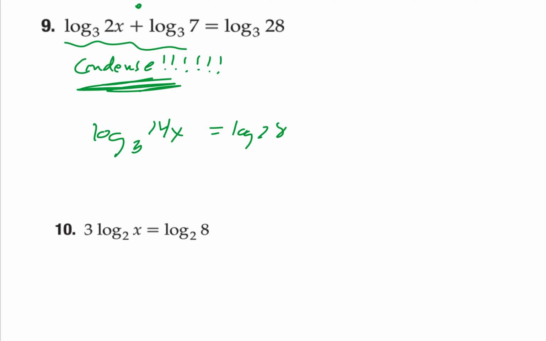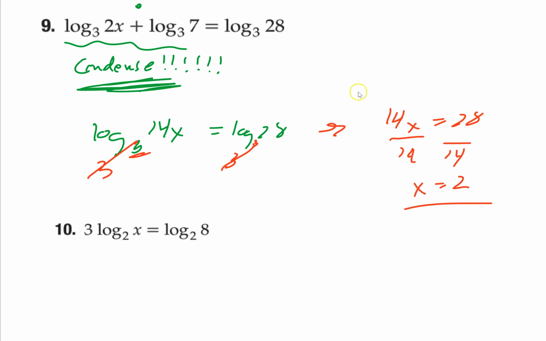You're like, oh, take a 3 to both sides. I have to get rid of a log. It's a 3 right there. You can't see it. It's your fault, not mine. So those cancel out, and you get 14x equals 28. Divide by 14. X equals 2. Right? Plug it in. Log. That works fine. You can have 2 and 2, and there's 4. Right? But that's the general idea.